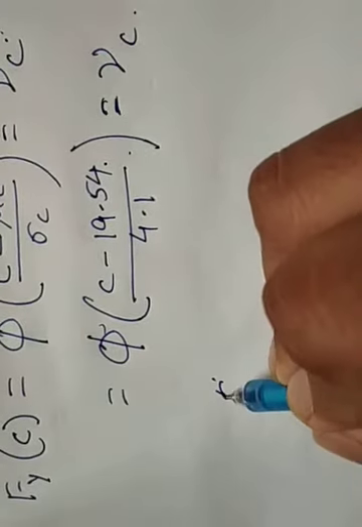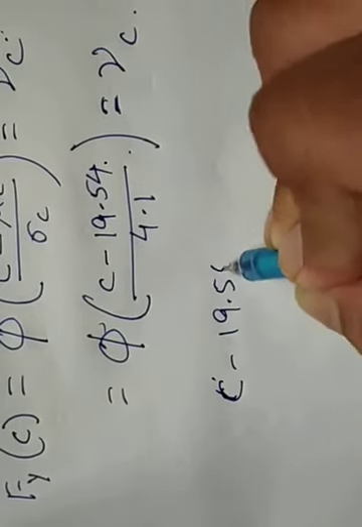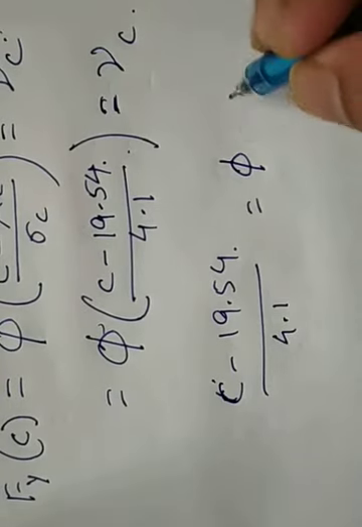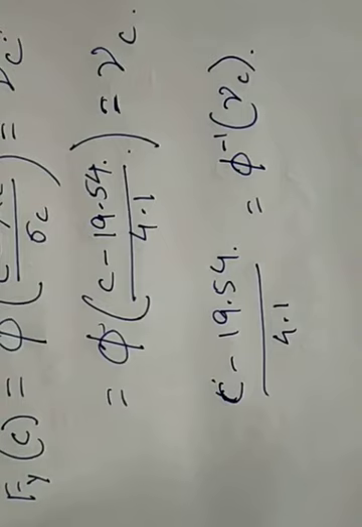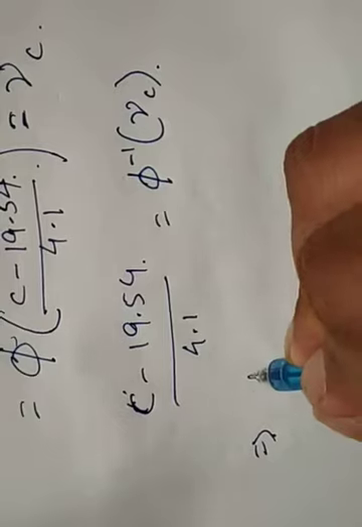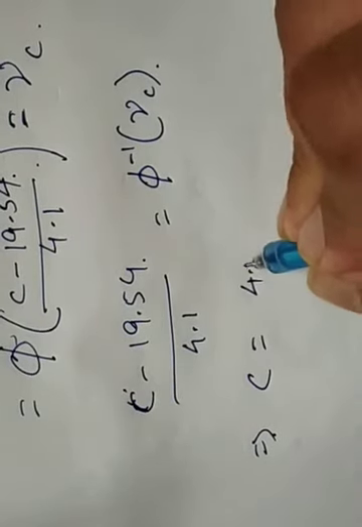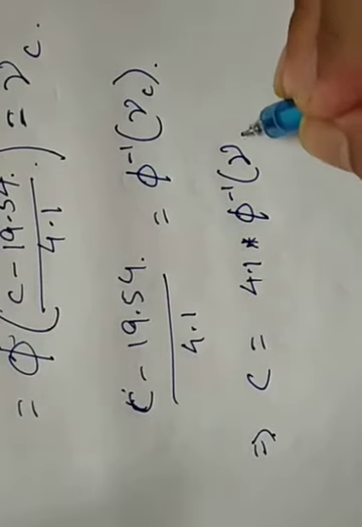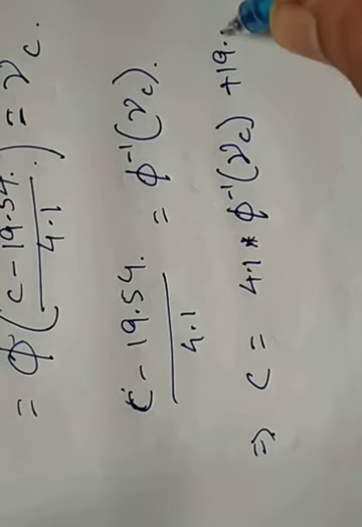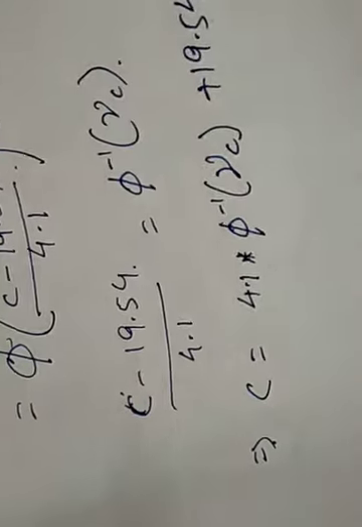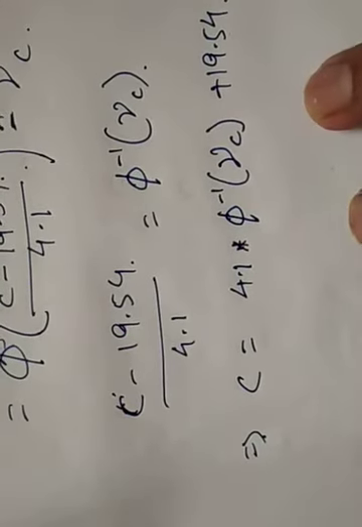So C would be what? C minus 19.54 divided by 4.1 is going to be psi inverse of mu C, correct? Psi inverse of mu C, or what can I write here? C is 4.1 times psi inverse of mu C plus 19.54, right? So I can write psi inverse of mu C plus 19.54.